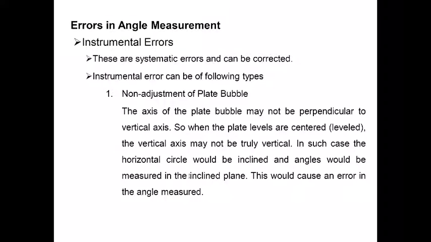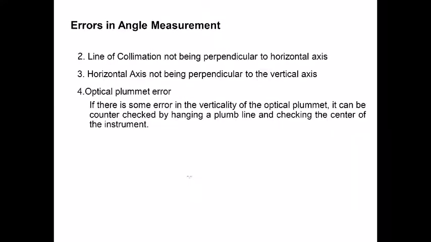Now some errors in angle measurement. We can have systematic errors or unsystematic errors: the errors which remain constant through every reading, and errors that can keep on changing with every reading, so they can be random errors. And they are due to a number of different reasons. One reason is non-adjustment of the plate bubble. That means even though your bubble tells you that your instrument is level, in essence it is not. That means the axis is not exactly perpendicular to the vertical axis, and that can introduce error.